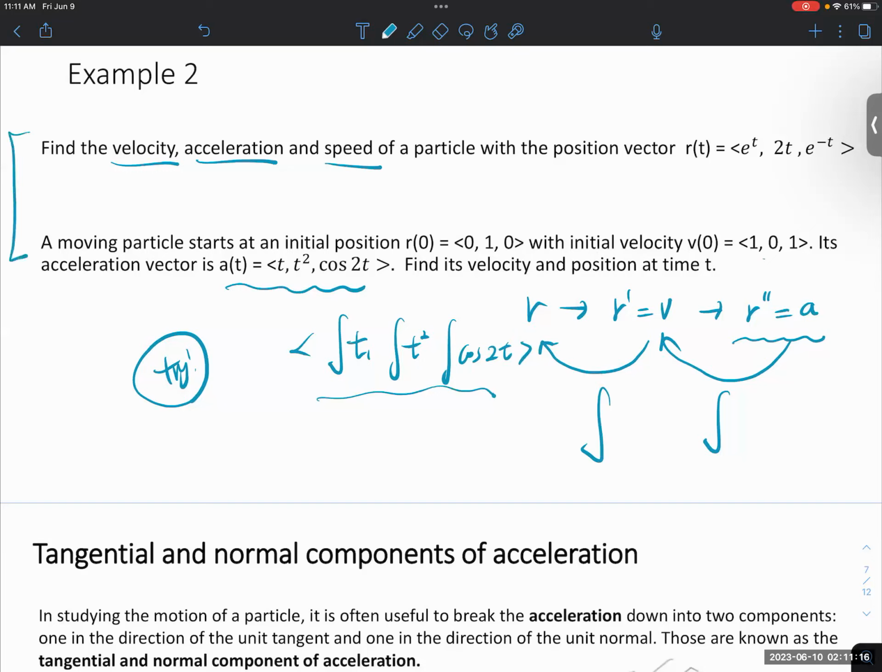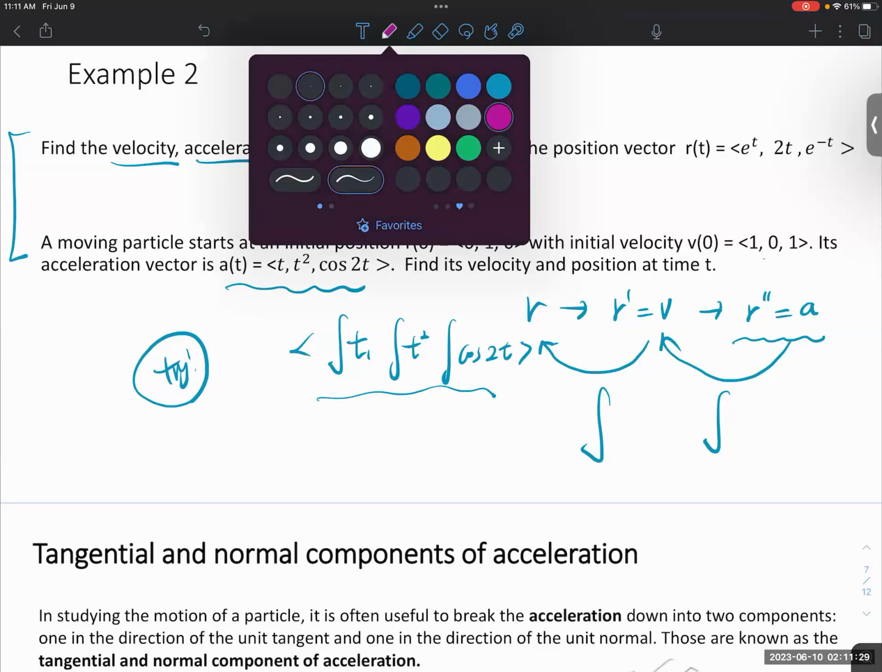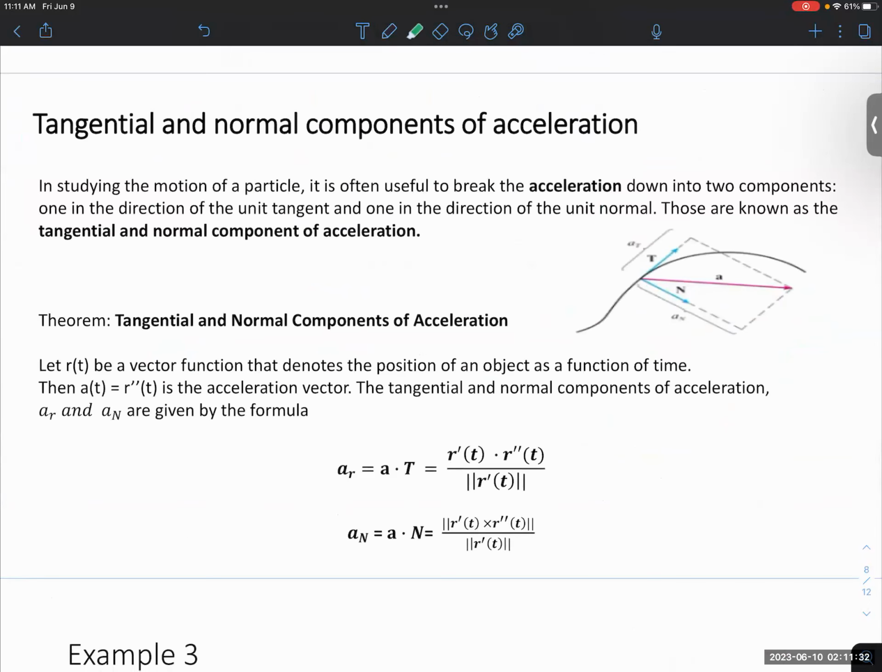Try those two, okay? So it's pretty much a back and forth between differentiation and integration to find all the velocity, acceleration, and r vector, things like that. So last concept, I'm not going to do this one too long. This is a pretty short topic today.